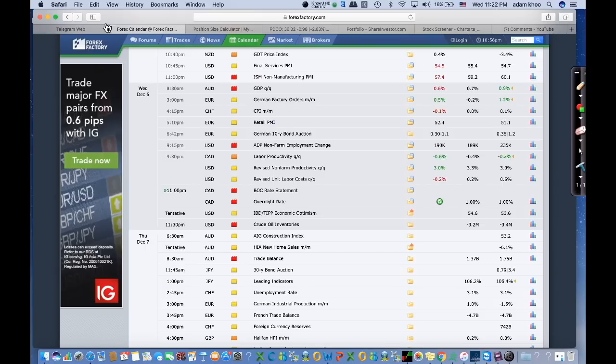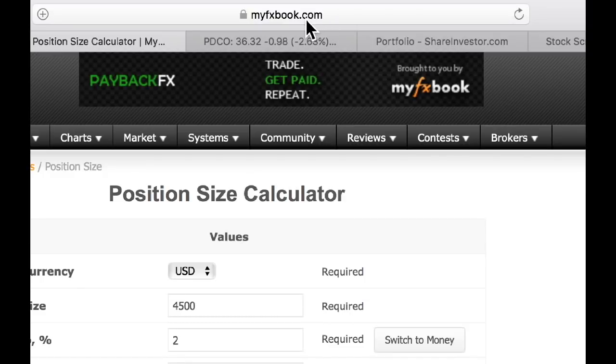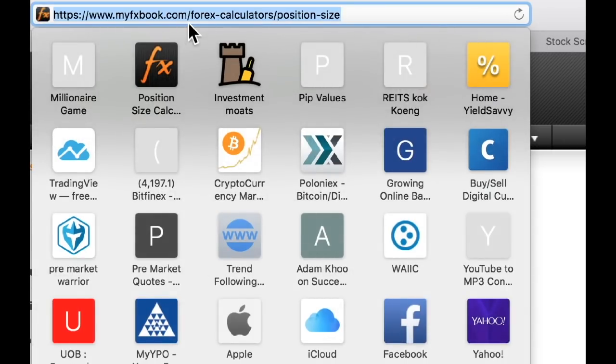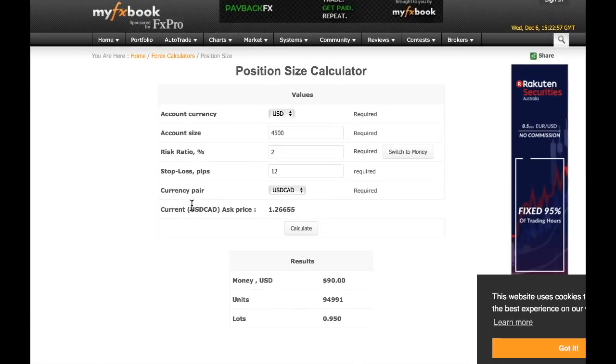The first thing I did was to determine my lot size. How many lots am I trading, right? My position size. To do that, I go to my position sizing calculator. You can use any one online. There's so many of them. I just use this one by myfxbook.com. That's just my personal preference, but you can use whichever one you want.